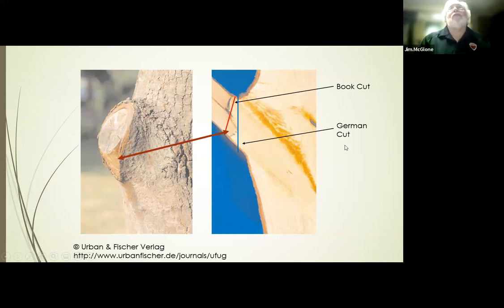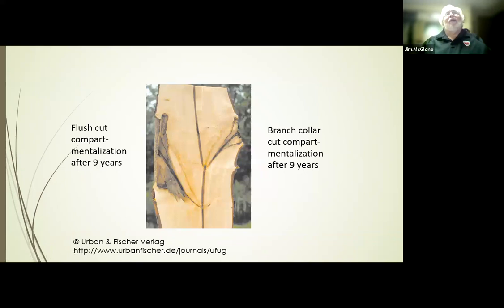Now, I want to stress that they are not talking about making a flush cut. A flush cut is made inside the branch bark ridge. It makes a very big wound that takes off most of the branch collar in that branch protection zone. And you can see it creates a lot more decay within the trunk of the tree than when you make that cut on the outside of the branch bark ridge.